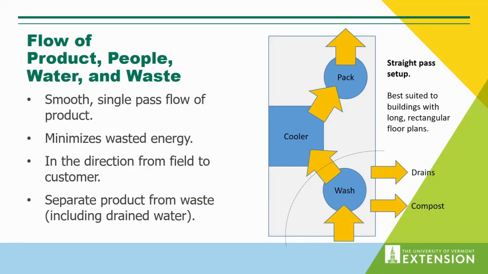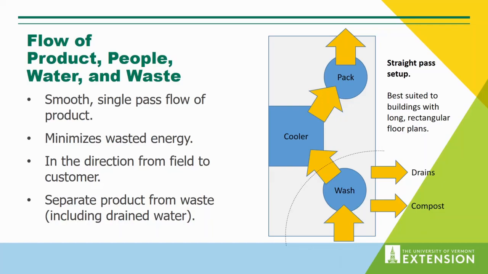What does that mean in the pack shed? It means thinking through how our product comes in from the field, goes through a wash cycle into a cooler, and then out and gets packed out. Ideally this would be straight single pass flow as shown in this diagram, where the drains take wash water away, and compost, any culls or seconds, are taken out and go in their own pathway away from the wash area.